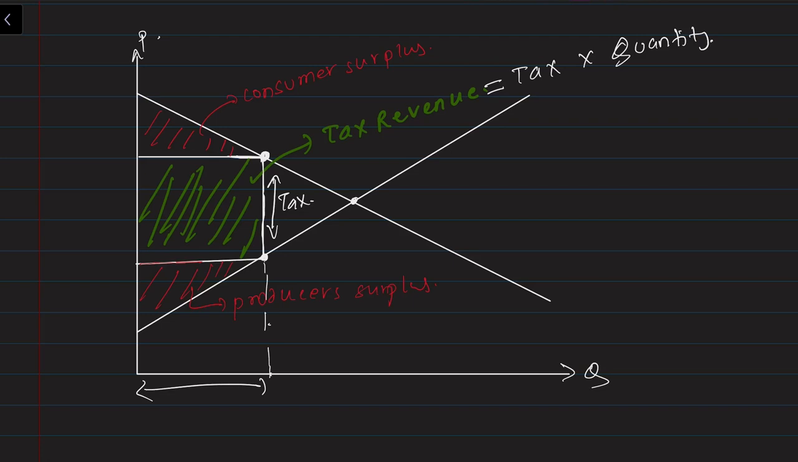Now what is this remaining triangle? What is this triangle? So this triangle is nothing but deadweight loss. Okay, so this is deadweight loss. So no one is going to get this area. Okay, so whenever there is a tax, we have different types of consumer surplus and producer surplus, and there is also tax revenue and deadweight loss.